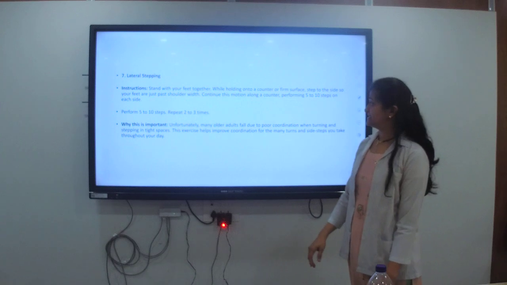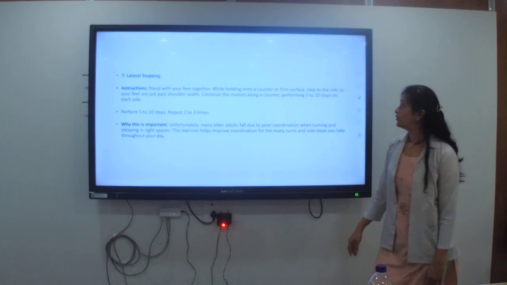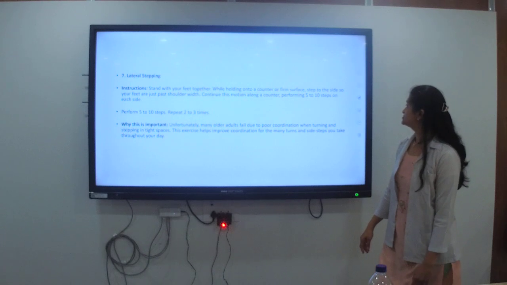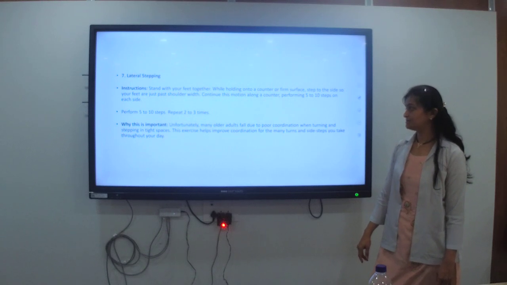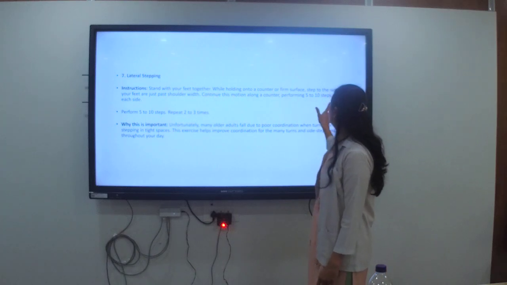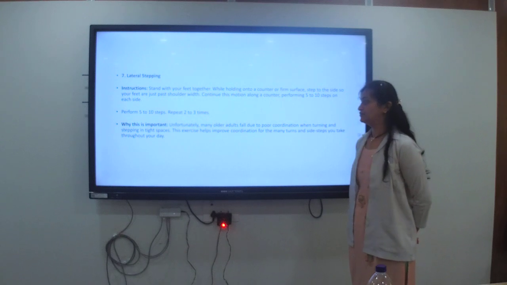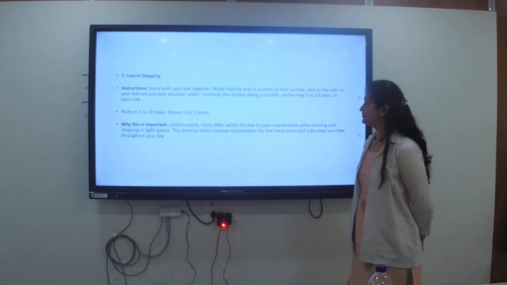Next is your lateral stepping. Here, standing with your feet together while holding onto a counter, step to the side so your feet are just past shoulder width. Continue this motion along the counter, performing 5 to 10 steps on each side. Repeat this 2 to 3 times.